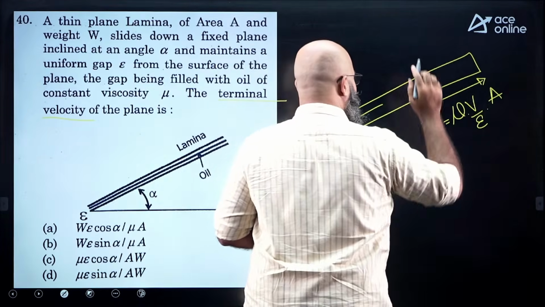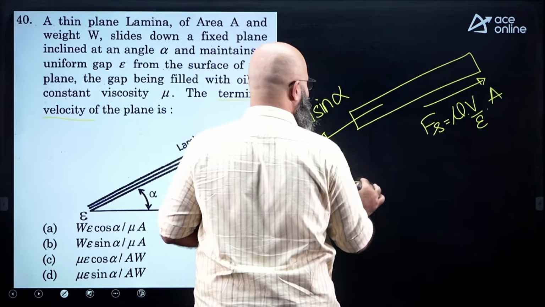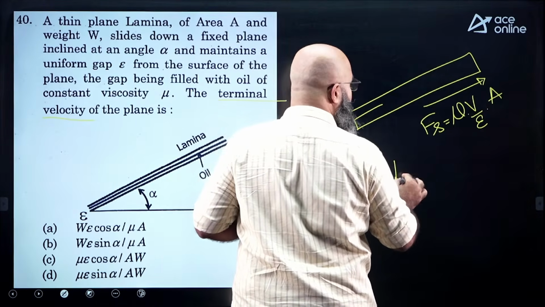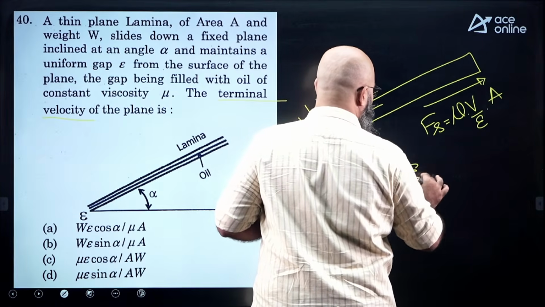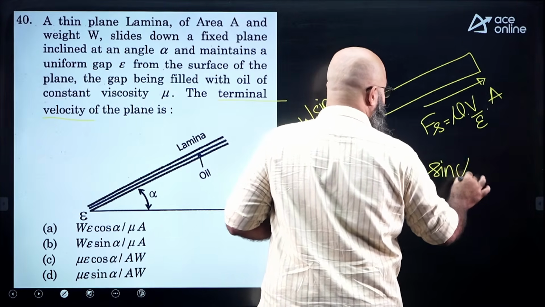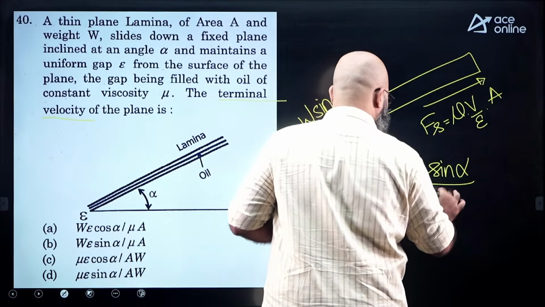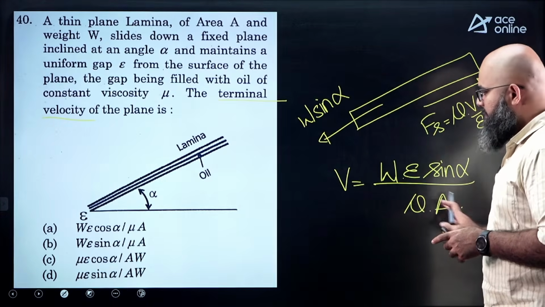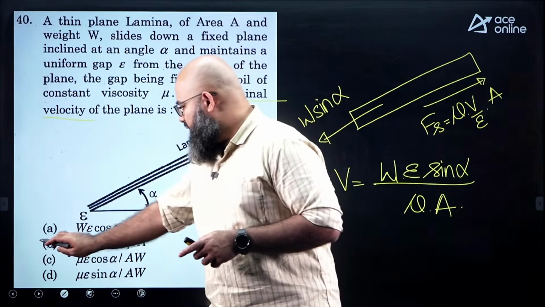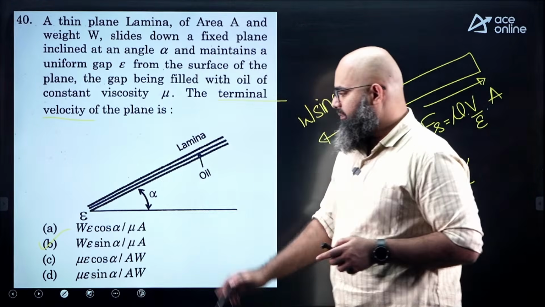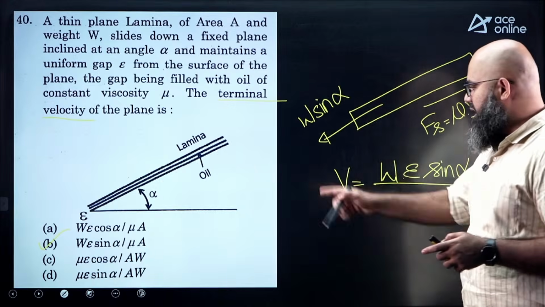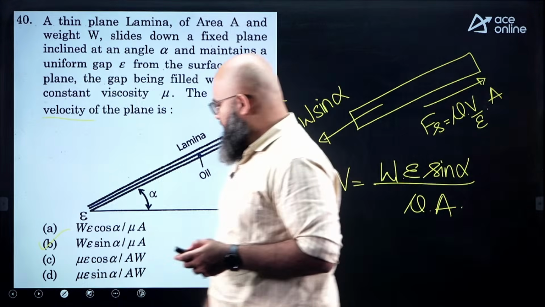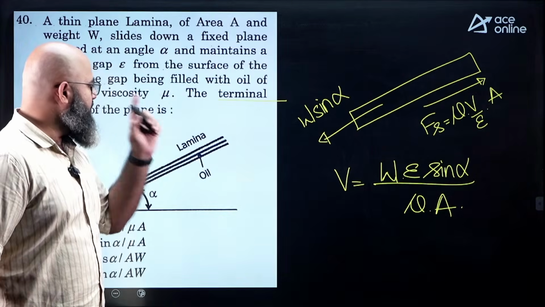If you want to get the value of v, you can say v has to be equal to W epsilon sine alpha divided by mu times area. Look for this option, W epsilon sine alpha divided by mu area. Option B would be the correct answer. W epsilon sine alpha upon mu area. This would be correct. I hope it is clear till here to all of you.